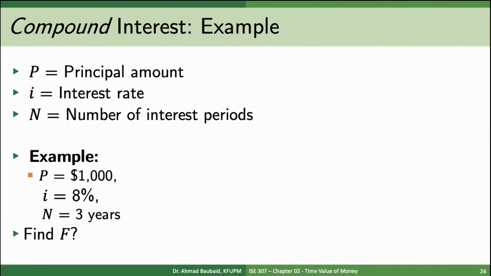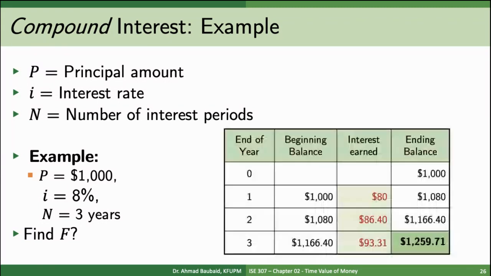What about compound interest? We're going to look at the same example, with the same parameters. We're given the same present value: you're investing $1,000. The interest rate is the same, and the period is the same. The difference is, again, how you would compute interest.